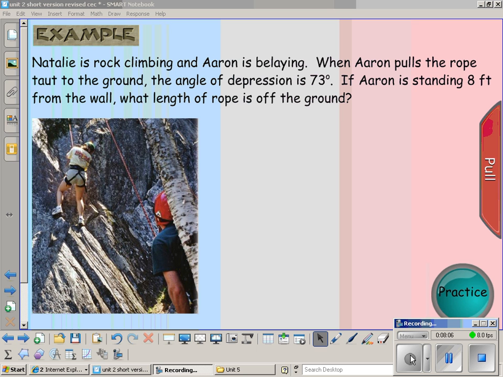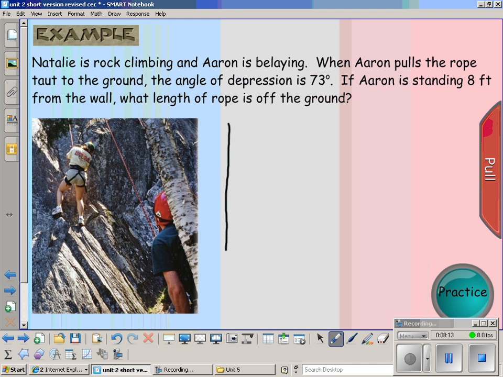So what we have to do here is understand this question. Natalie is rock climbing. So here is our wall that she is rock climbing on. Aaron is belaying. He is off the wall. He is 8 feet from the wall. He is holding the rope for Natalie.